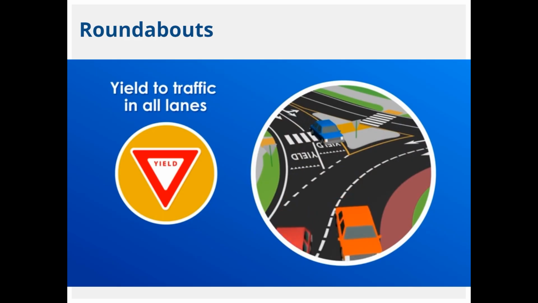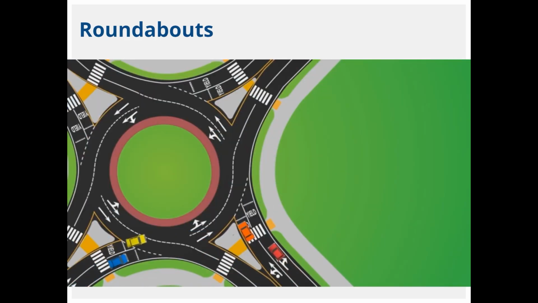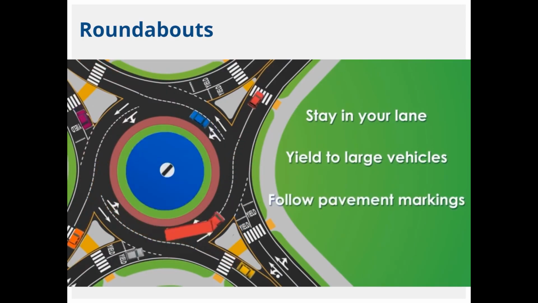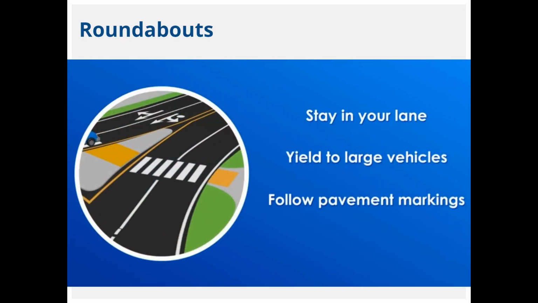Enter when there's a comfortable gap. Remember to go slow and stay in your lane. Don't turn left from the right lane, and don't turn right from the left lane. If you see any large vehicles like trucks or buses, give them space and avoid driving next to them inside the roundabout. As you leave the roundabout, follow the pavement markings to stay in the correct lane.